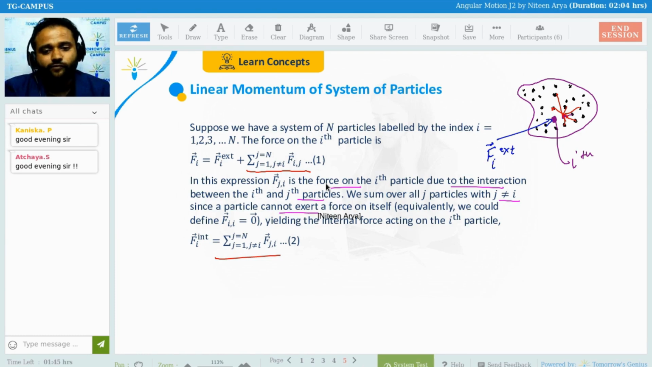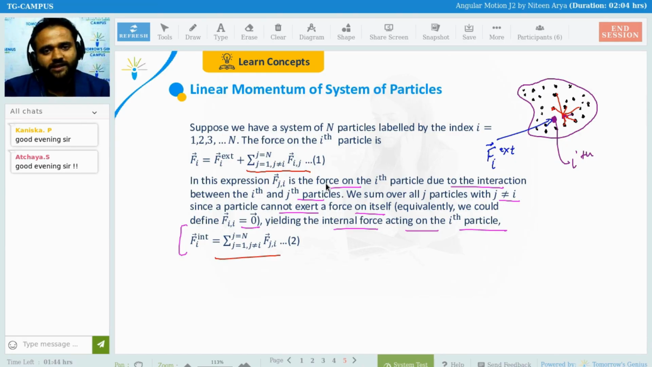a particle cannot exert a force on itself. Equivalently, we would define Fii equals 0. Either you can write it in this way or in this way, yielding the internal forces acting on the ith particle. So that is my internal force on the ith particle.